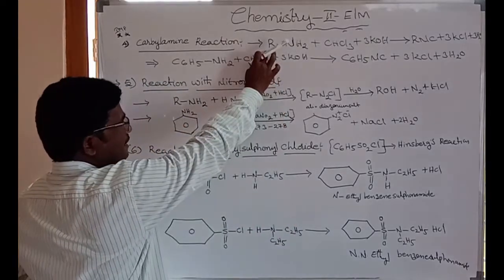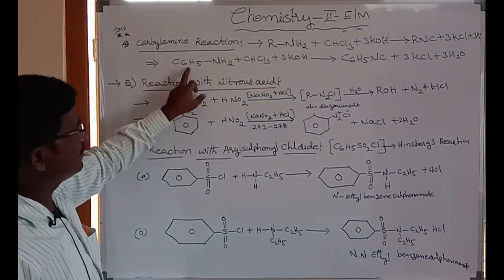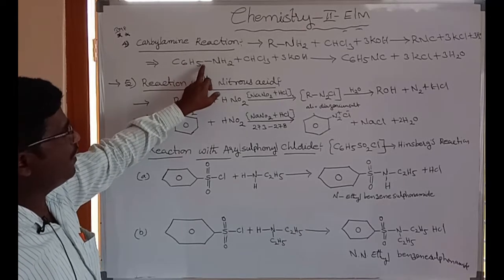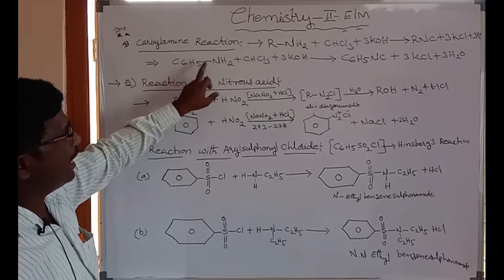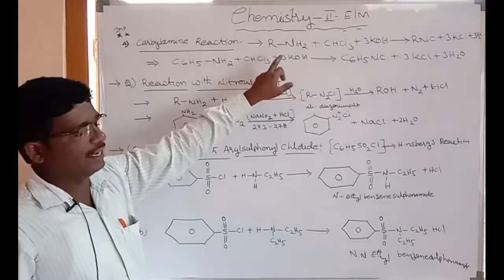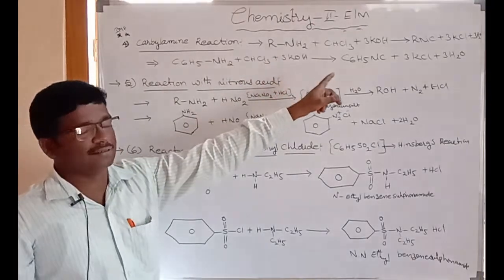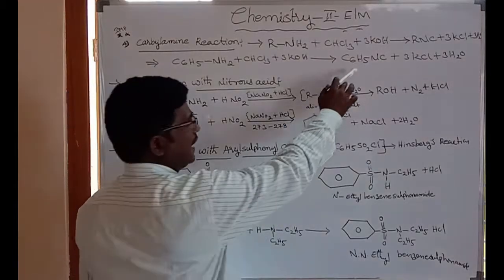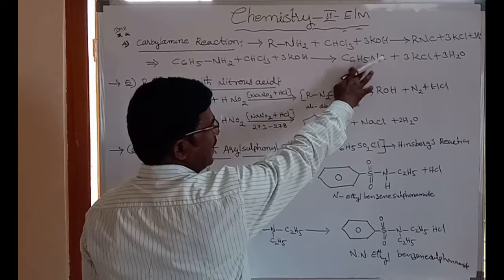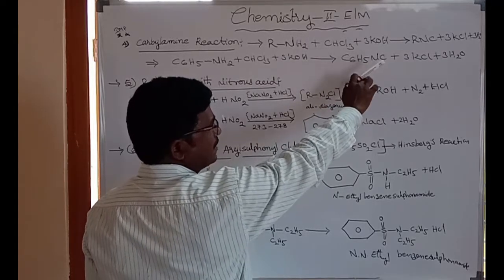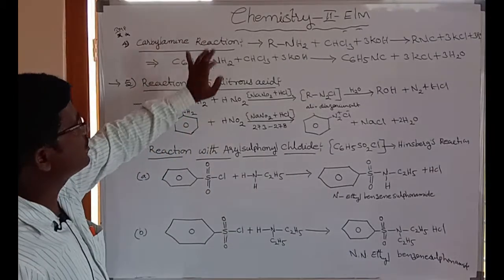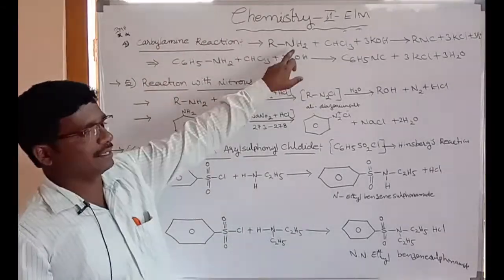That is the aliphatic reaction. Next is the aromatic reaction. Here is benzene, C6H5, combined with the amine, which is an aromatic amine. The aromatic amine is treated with chloroform and alcoholic potassium hydroxide, forming phenyl isocyanide, or benzene isocyanide, C6H5-NC, with removal of potassium chloride and H2O. Those two reactions are known as the carbylamine reaction.